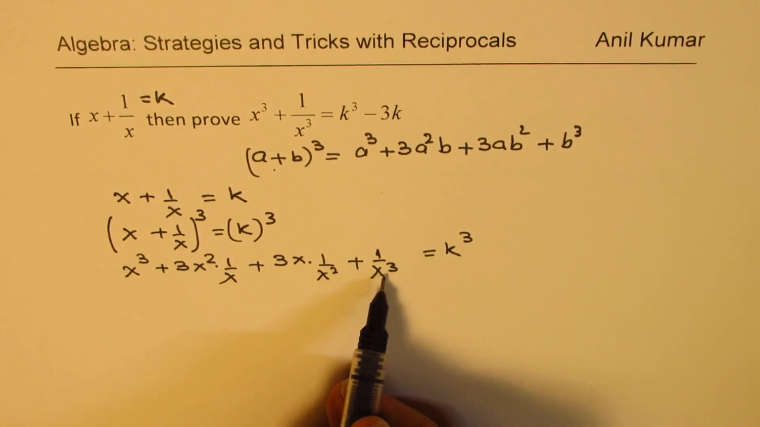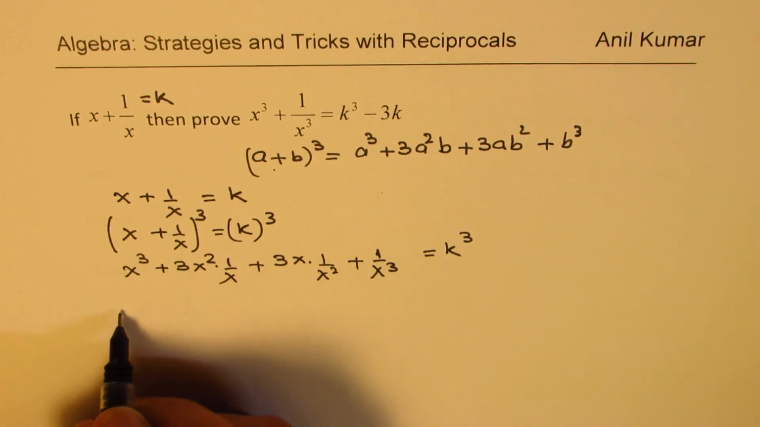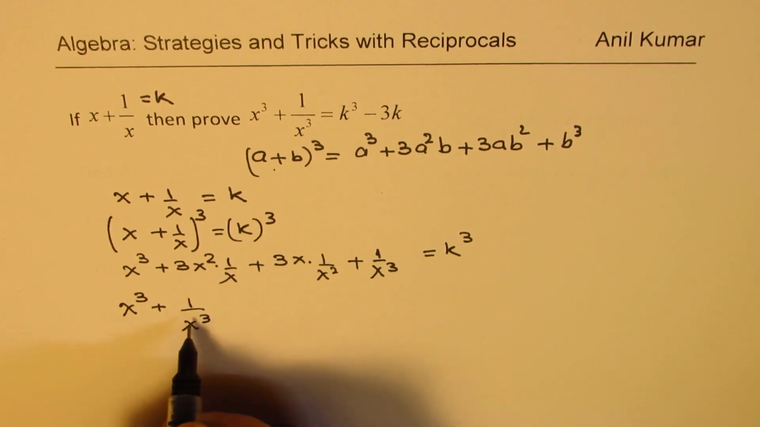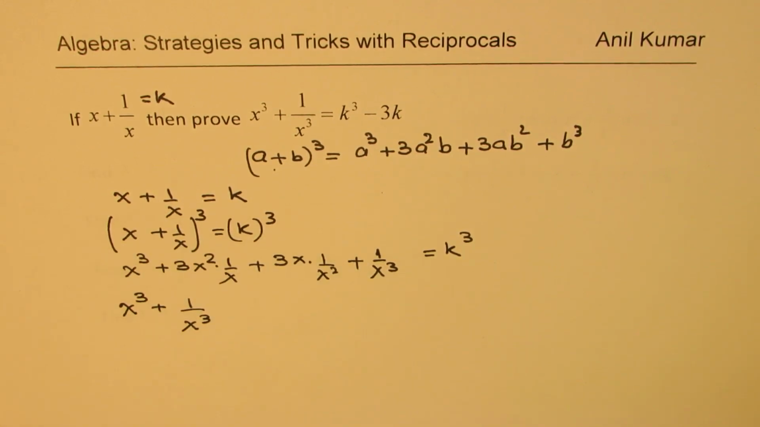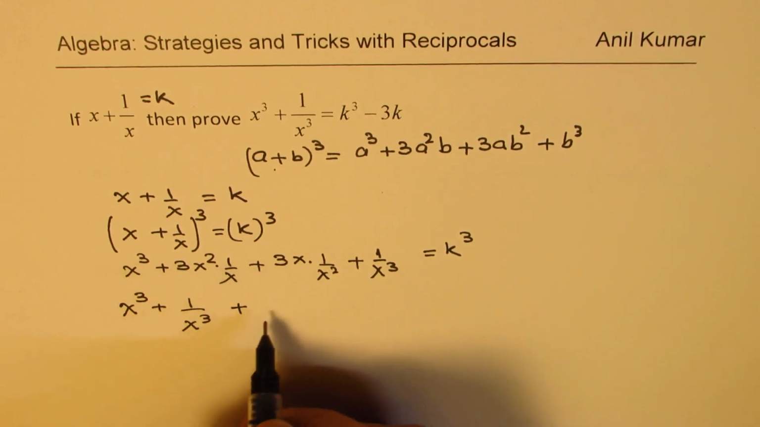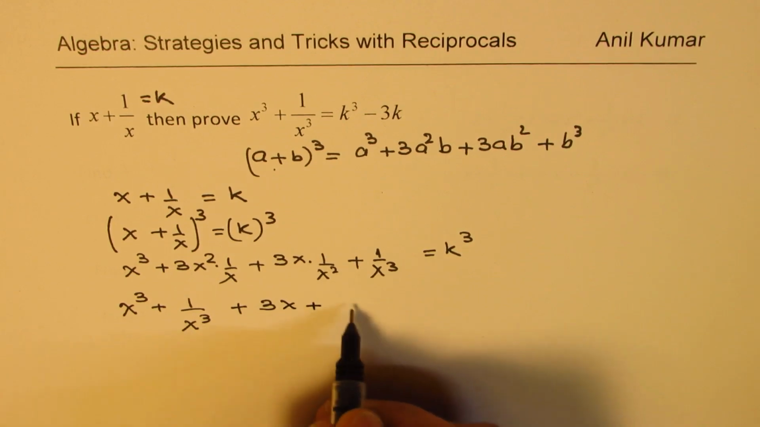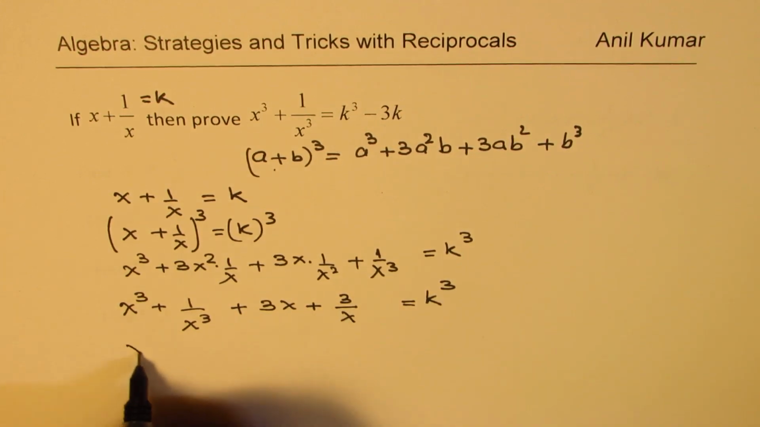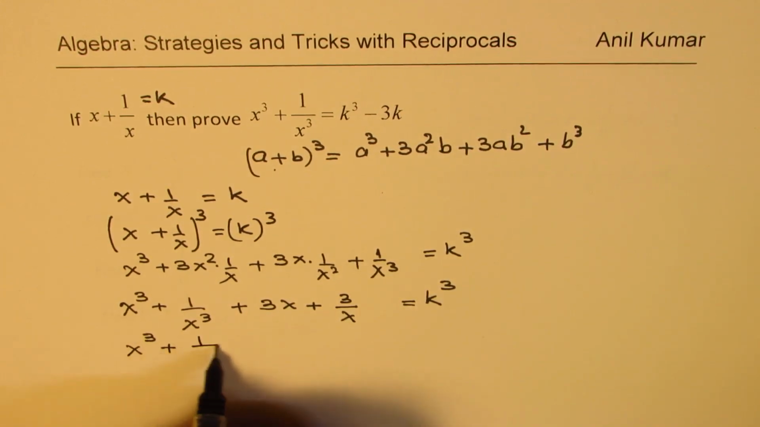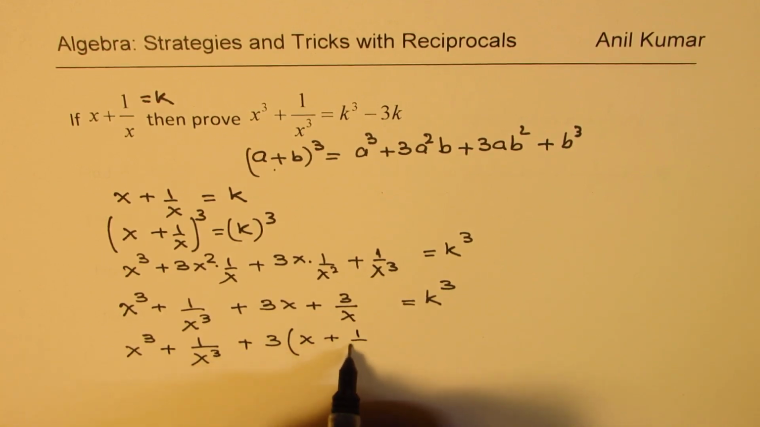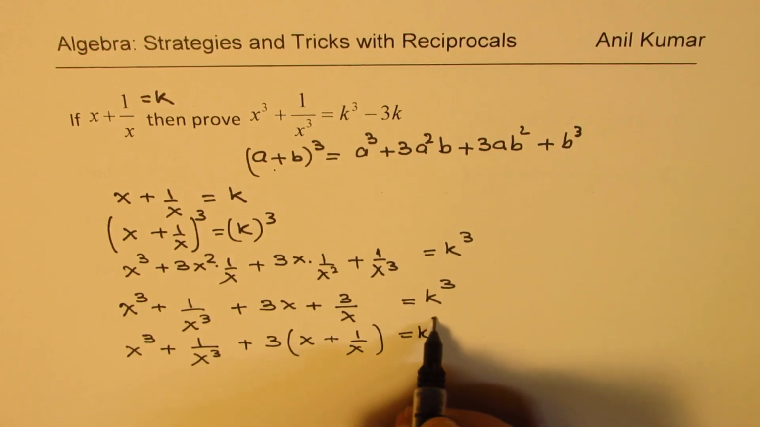So let me rearrange. I'll bring this 1 over x cubed to the left side and rewrite this as x cubed plus 1 over x cubed, the term which we are really interested in finding. In between, what do we get? We get 3x plus 3 over x, since x and x cancel, equals k cubed. Now here we can take 3 common. So what we get here is x cubed plus 1 over x cubed plus 3 times (x plus 1 over x) equals k cubed.